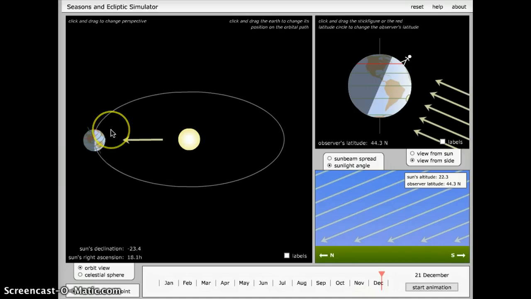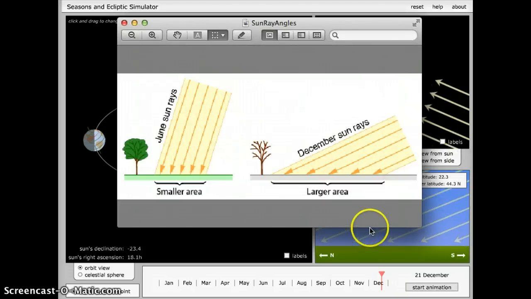So during our winter in the northern hemisphere, the Earth is tilted away, so the sunlight we're receiving is more spread out and is not as intense as it is during the summer. So let's look at this so we can get a better visual. During the summer, here we have the rays of the sun shining down, and it's more concentrated. It's more intense because it's hitting a smaller area.